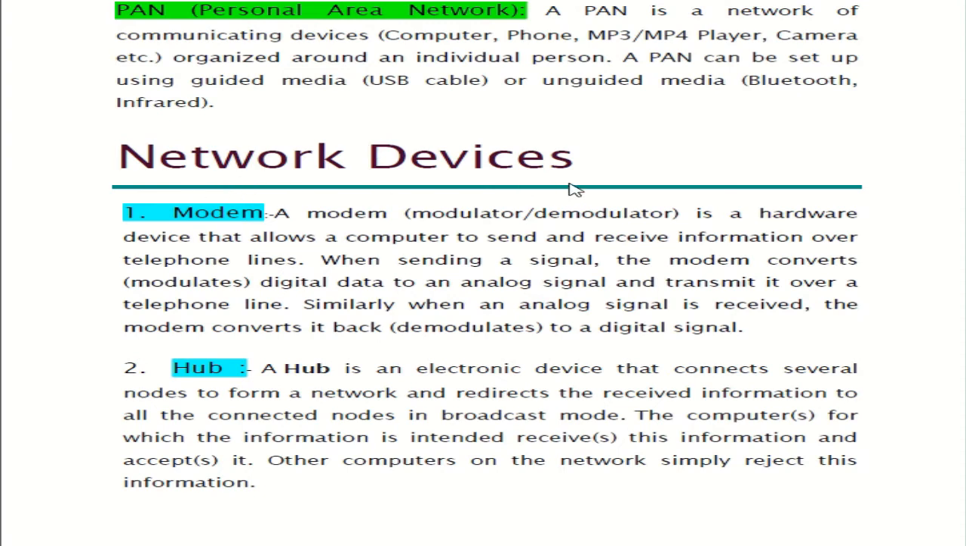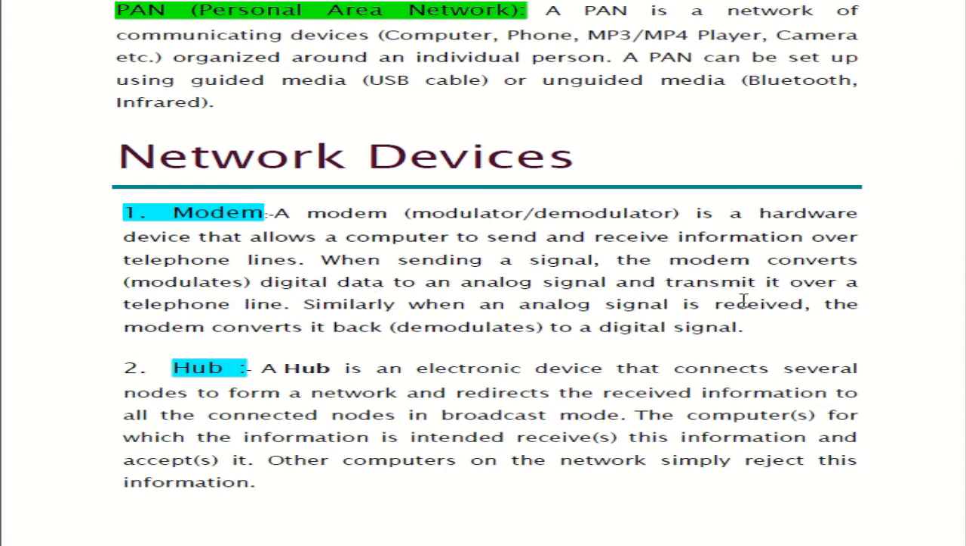Next are network devices. What are the network devices used to connect the network? First is the modem. What is the full form of modem? Modulator or demodulator. It is a hardware device that allows a computer to send and receive information over telephone lines. When sending a signal, the modem modulates digital data to an analog signal and transmits it over a telephone line.